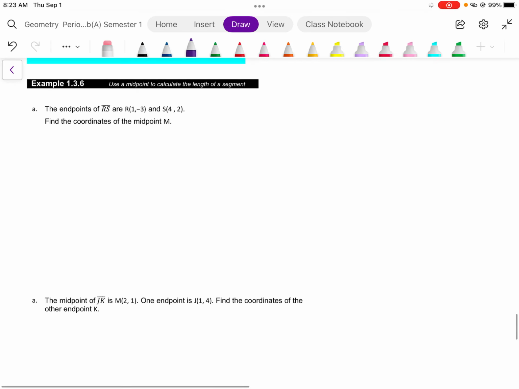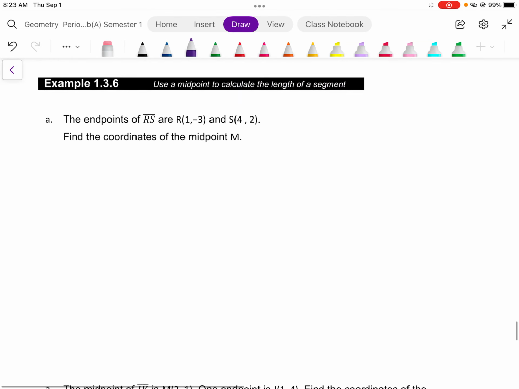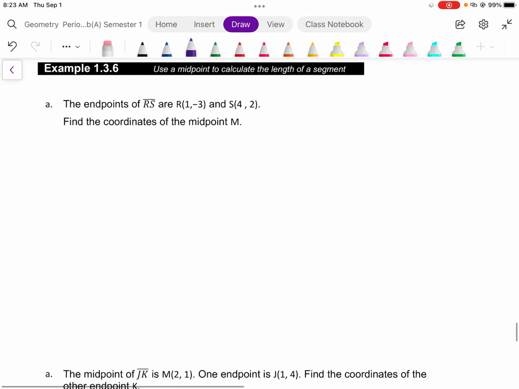So if we do an example of this, we just have two short examples left. We have the endpoints of segment RS are R at (1, -3), and S, which is at (4, 2). Find the coordinates of the midpoint M. So right away, we have our x values, 1 and 4, and then our y values, -3 and 2. And we are going to plug that into the formula. And remember, we're going to get two different answers.